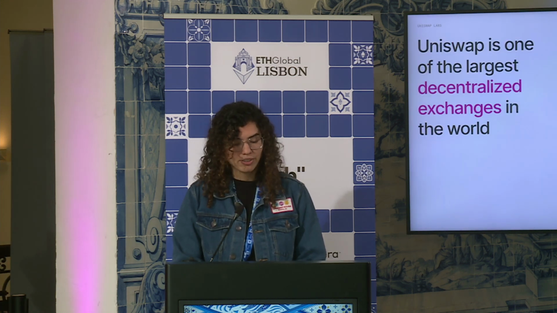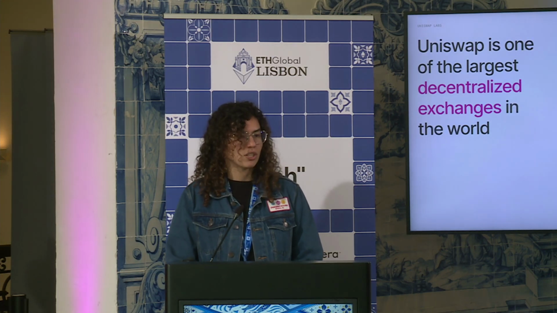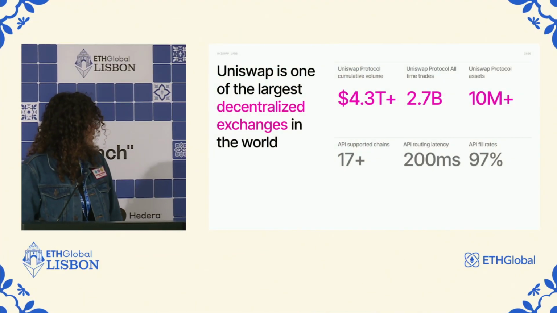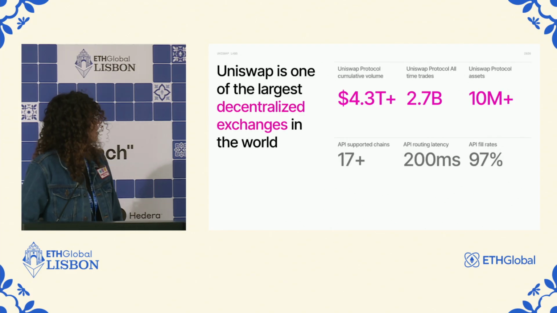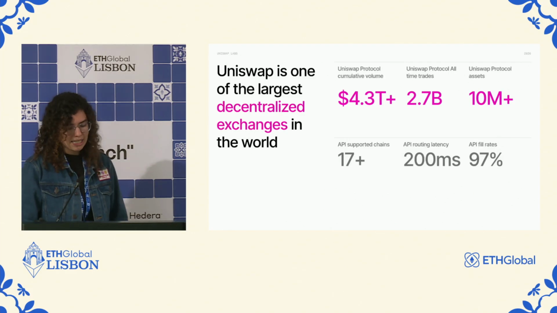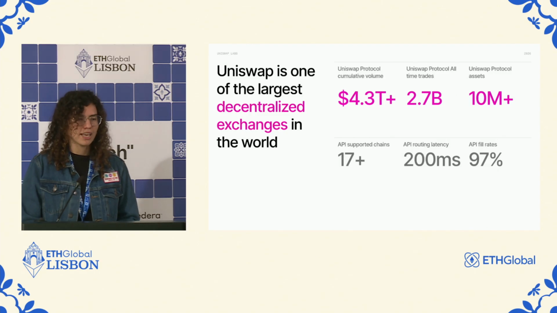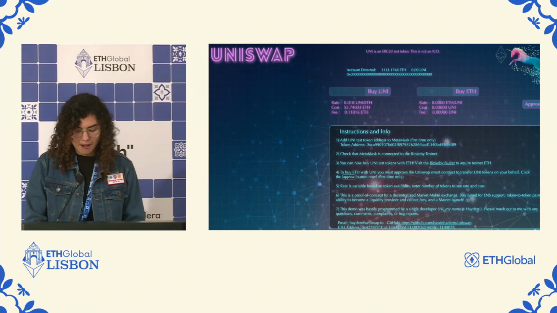So to give you a little bit of context, Uniswap is one of the largest decentralized exchanges in the world, and as a few metrics, 4.3 trillion of cumulative volume, more than 2.7 billion trades, and more than 10 million assets, along with other interesting stuff and possibilities for all of you to interact. If at some point you're planning to create a fintech or finance application on-chain, probably Uniswap might be an option for you.